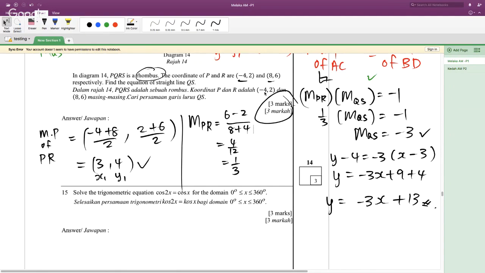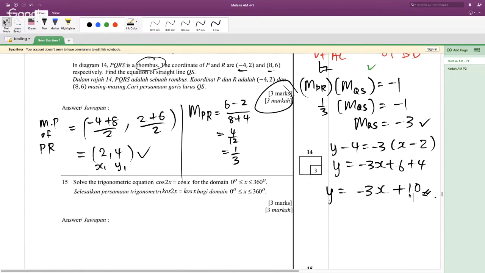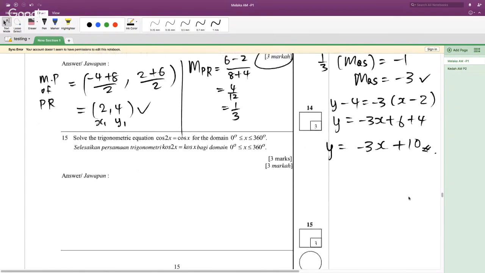Shouldn't it be 2, 4? Yes, what's wrong with my math? Thanks to the student. Yeah, this is 2, 4. I really appreciate that. And then this is 2, and this one will be 6, and this one will be 10. Sometimes I'm just too terrible at my math. All right, thanks for the answer. Let's go to question 15.